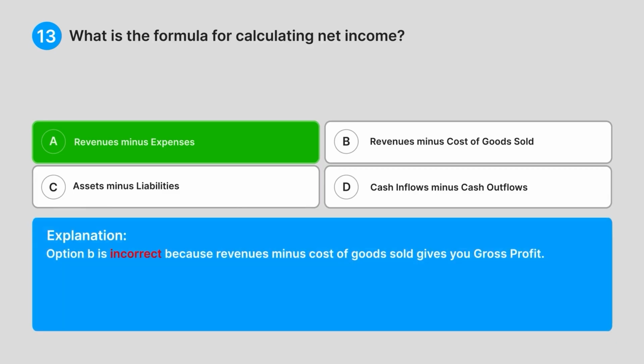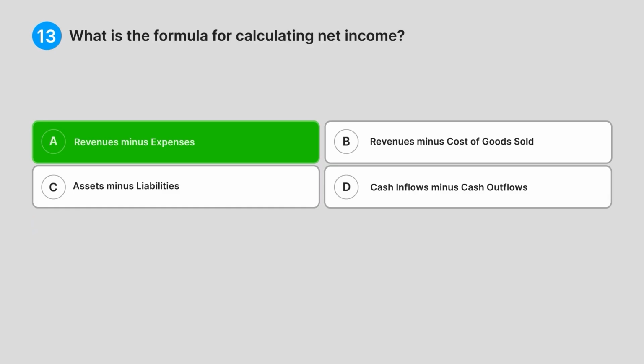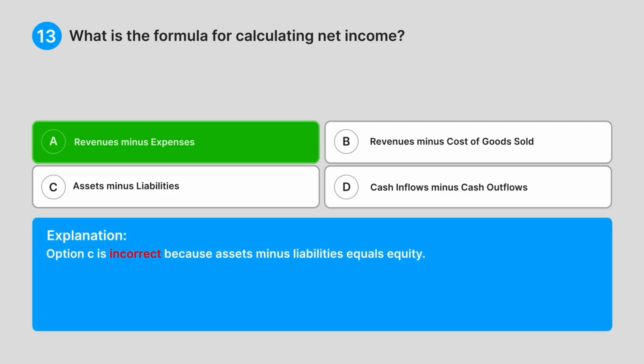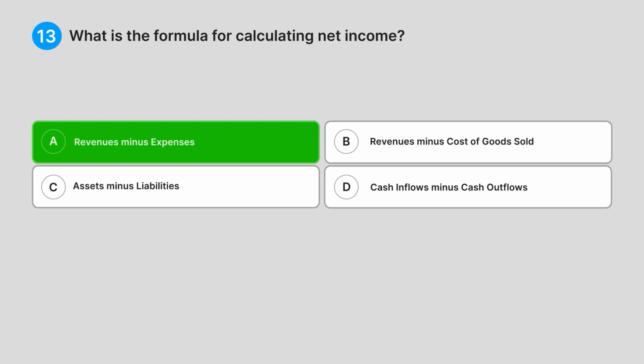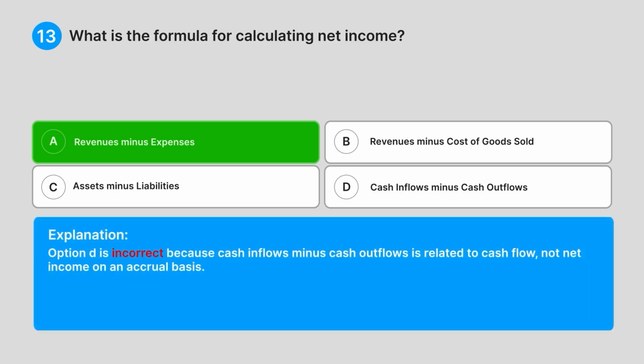Option B is incorrect because revenues minus cost of goods sold gives you gross profit. Option C is incorrect because assets minus liabilities equals equity. Option D is incorrect because cash inflows minus cash outflows is related to cash flow, not net income on an accrual basis.